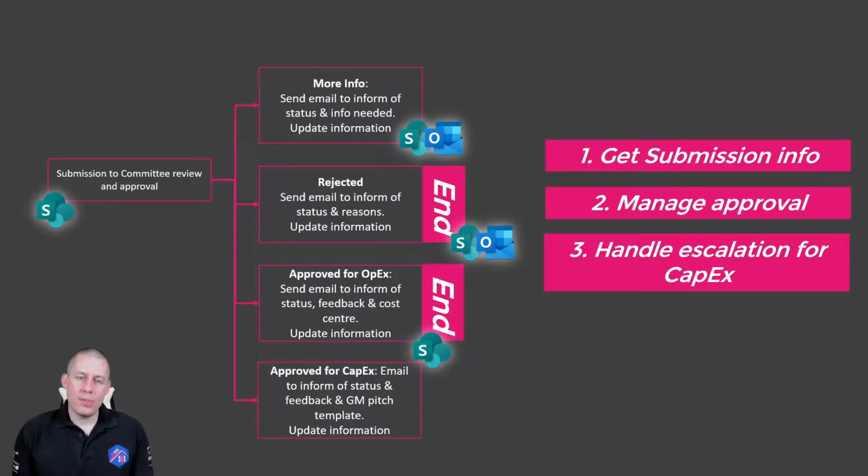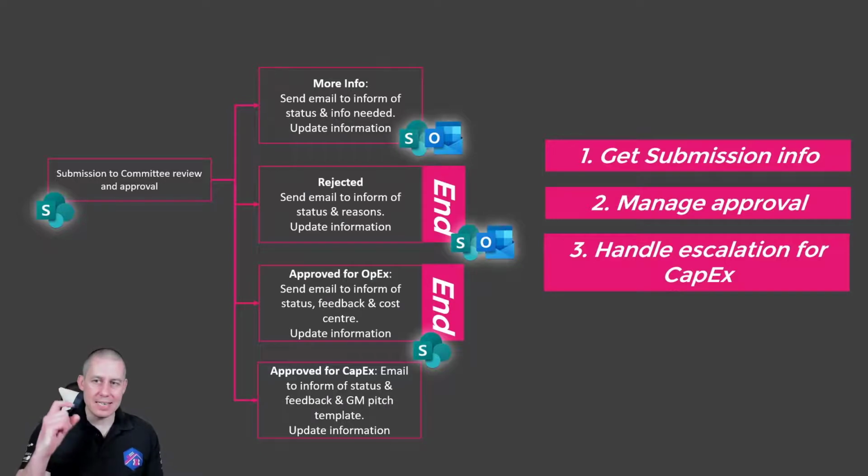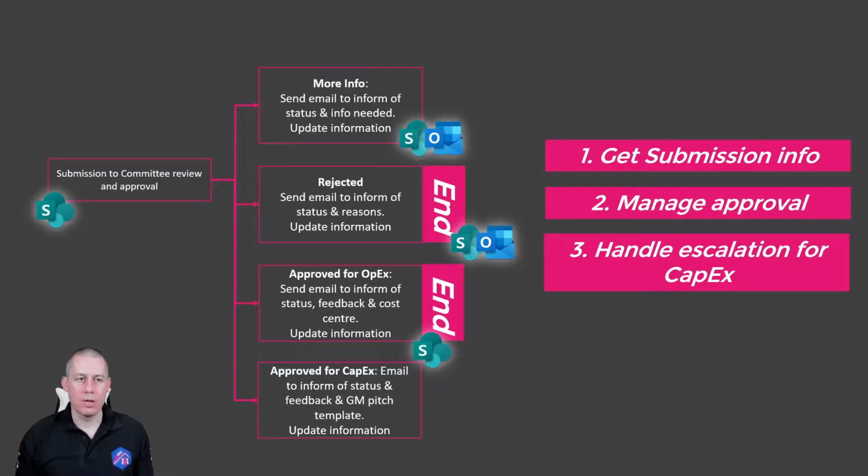So now that I've broken down the overall flow into its constituent parts, let's do exactly the same with the actual flow itself, so I can easily identify each part. I can say, get my submission info. That's going to be the information that I capture maybe through the trigger, or maybe it's information that's put as metadata onto the document set, and I can pick it up from there. I can then manage the approval, and I can then handle the escalation for the CapEx.